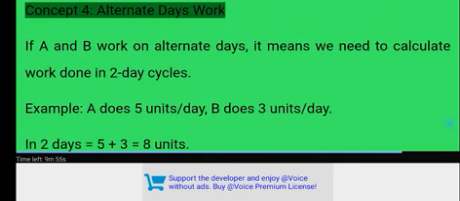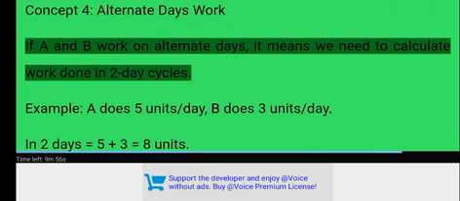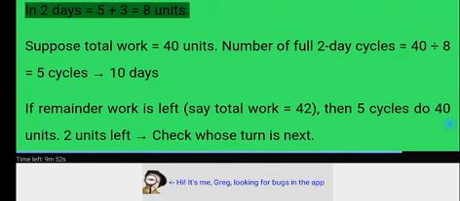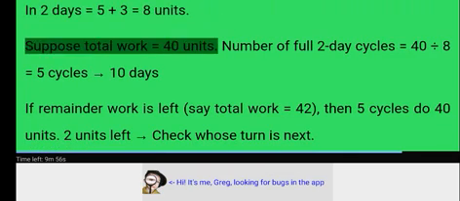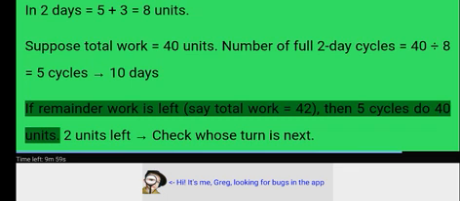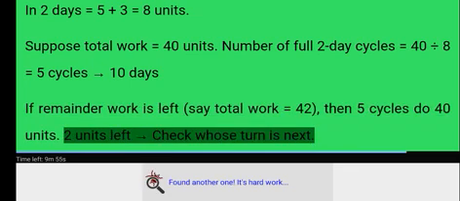Concept 4: Alternate days work. If A and B work on alternate days, it means we need to calculate work done in 2-day cycles. Example, A does 5 units per day, B does 3 units per day. In 2 days equals 5 plus 3 equals 8 units. Suppose total work equals 40 units. Number of full 2-day cycles equals 40 divided by 8 equals 5 cycles, so 10 days. If remainder work is left, say total work equals 42, then 5 cycles do 40 units. 2 units left, so check whose turn is next.